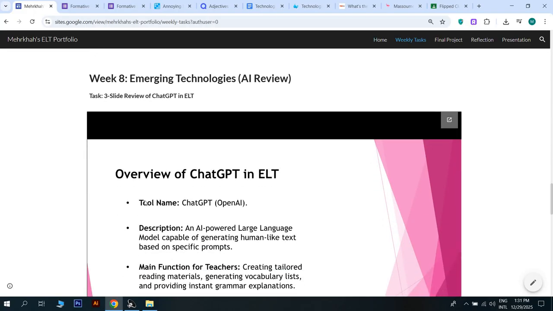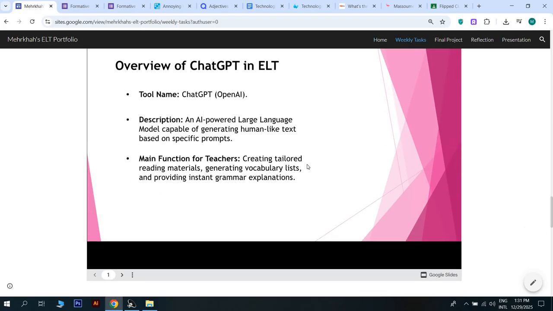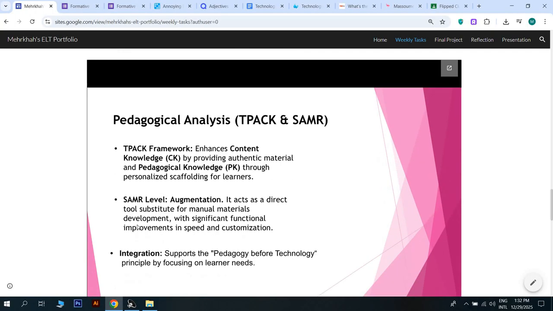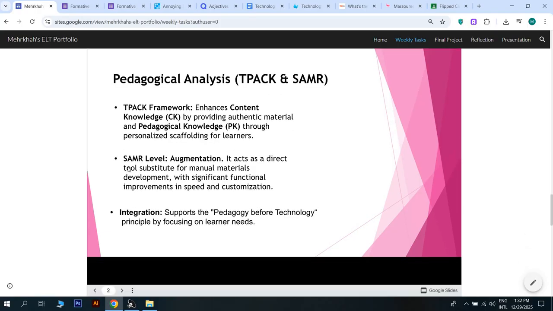And then in week 8, we had emerging technologies, AI review. I chose ChatGPT, which is a very powerful AI-powered language model capable of generating human-like text for creating reading materials appropriate for the level of my students. In the pedagogical analysis, TPACK, content knowledge was grammar and reading material, and pedagogical knowledge was personalized scaffolding for learners.